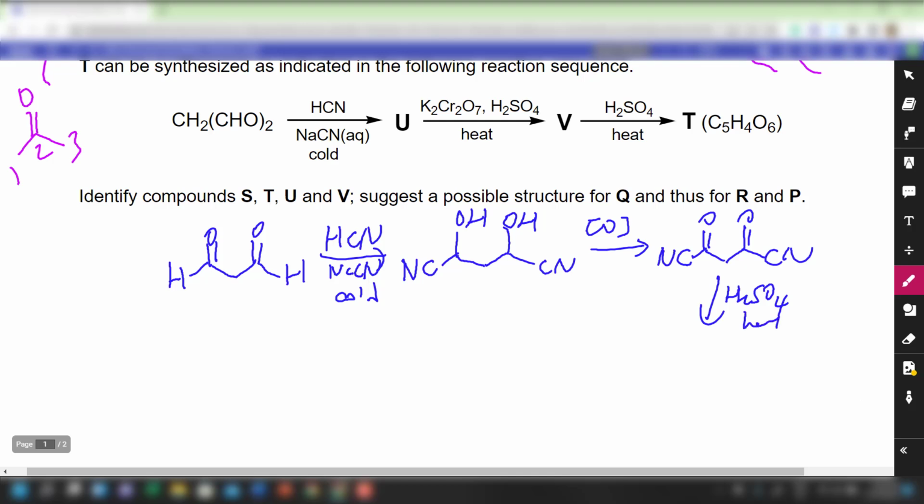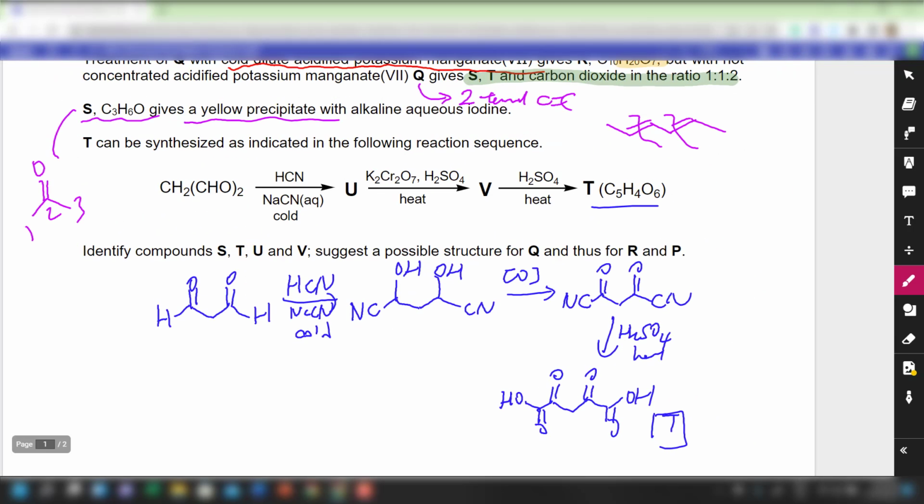Okay, and I'm going to just draw out the final products. You get a lot of double bond O's here, double bond O, and then double bond O and OH. So this is T. Let us just take a look at the structural formula and molecular formula to see if they match. You have 5 carbon, 2, 4, 5, and then 6 oxygen and 4 H's. So that works perfectly fine.